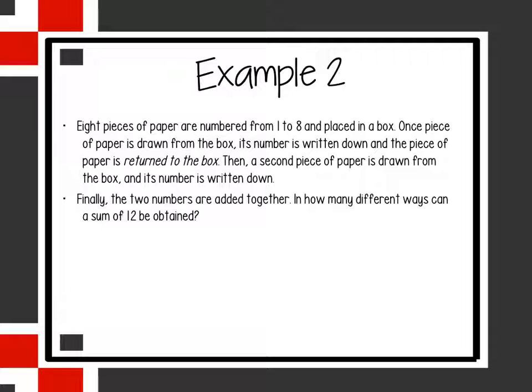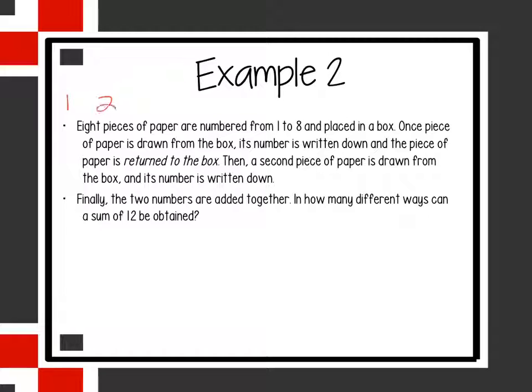Example 2 says 8 pieces of paper are numbered from 1 to 8 and placed in a box. One piece of paper is drawn from the box. Its number is written down and the piece of paper is returned to the box. Then a second piece of paper is drawn from the box and its number is written down. Finally, the 2 numbers are added together. In how many different ways can a sum of 12 be obtained?